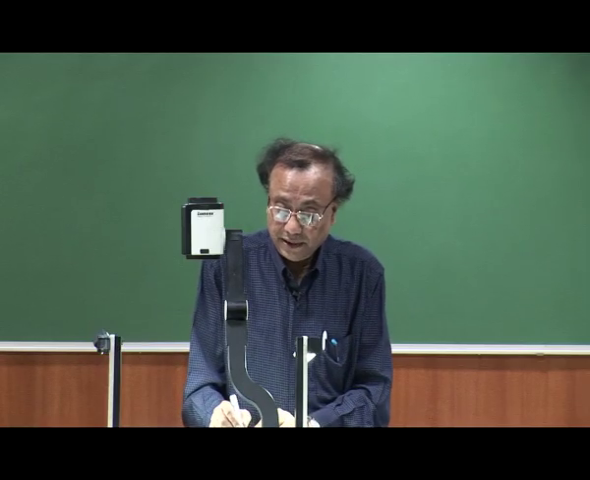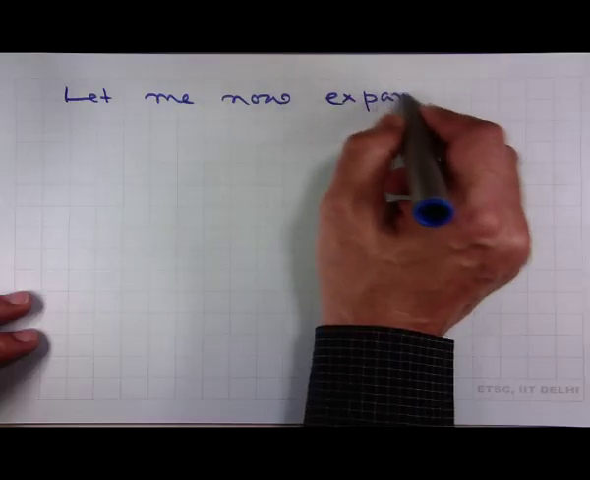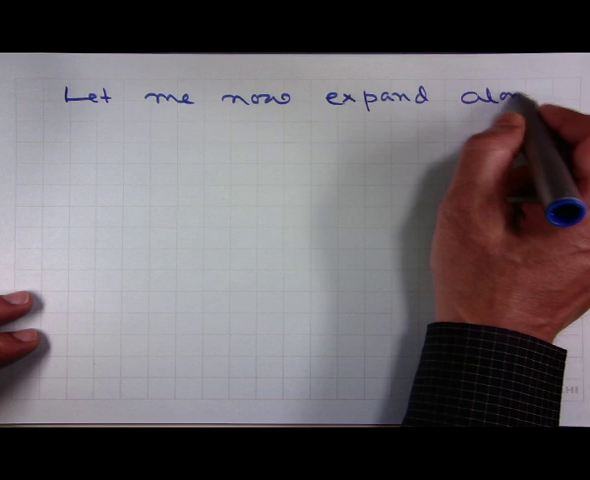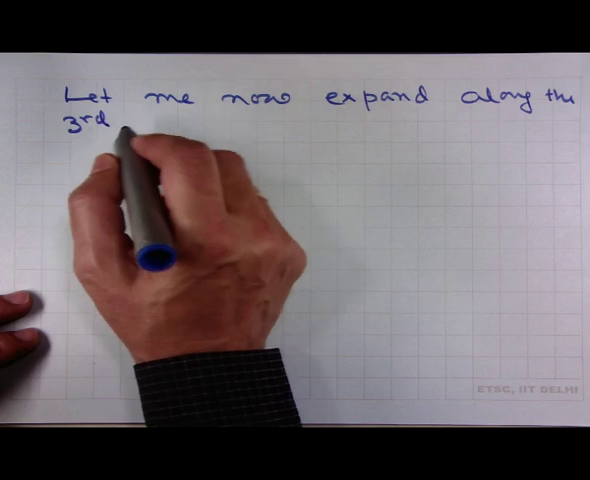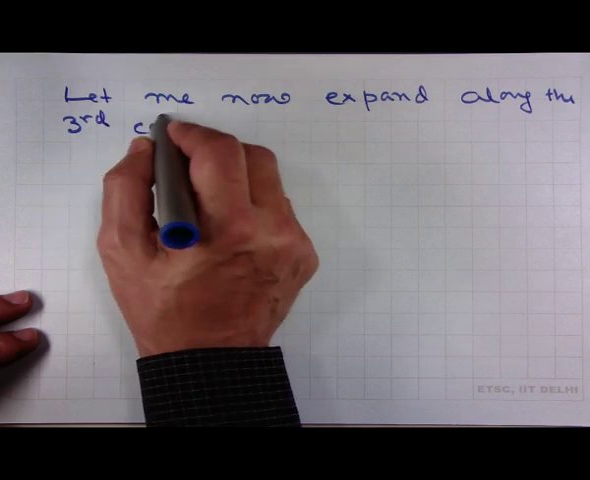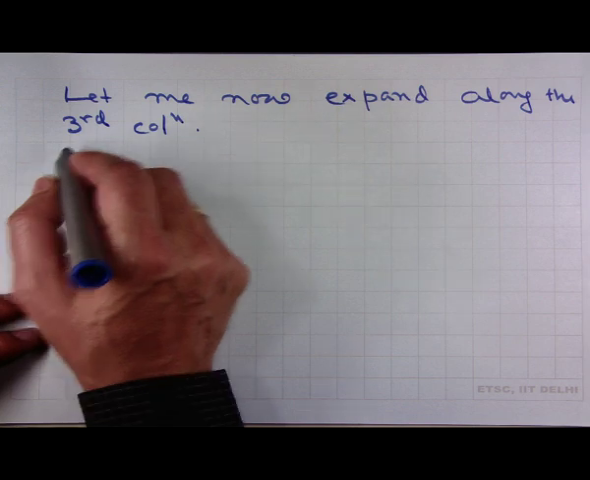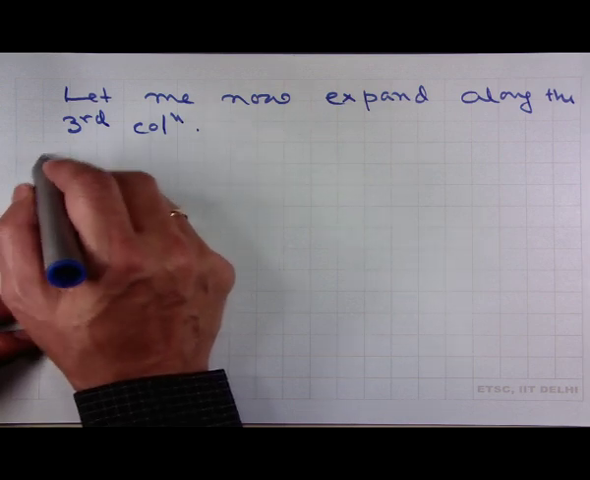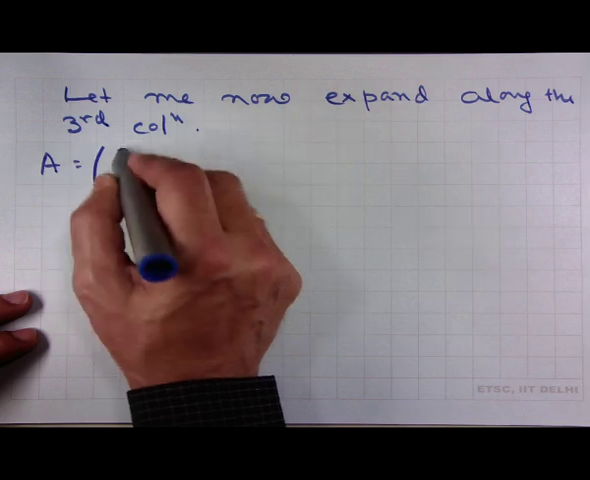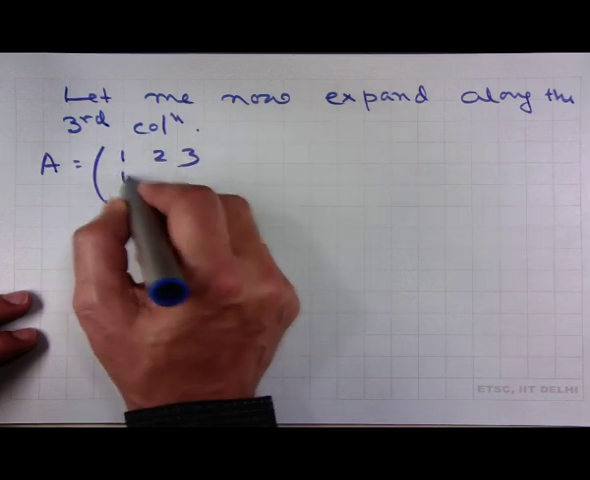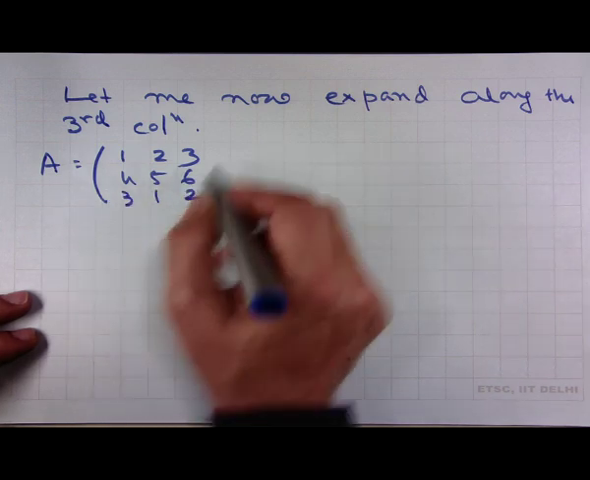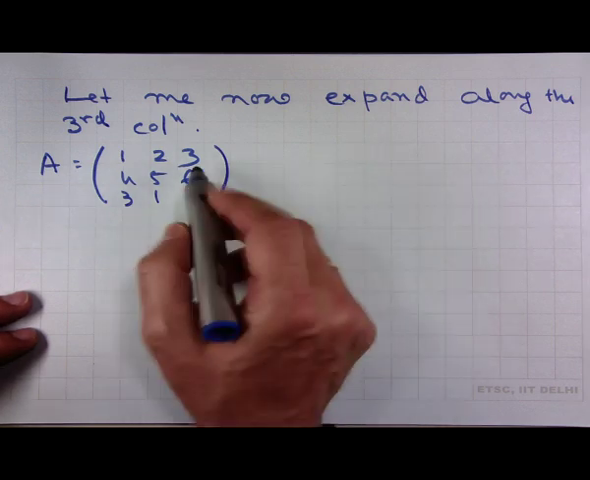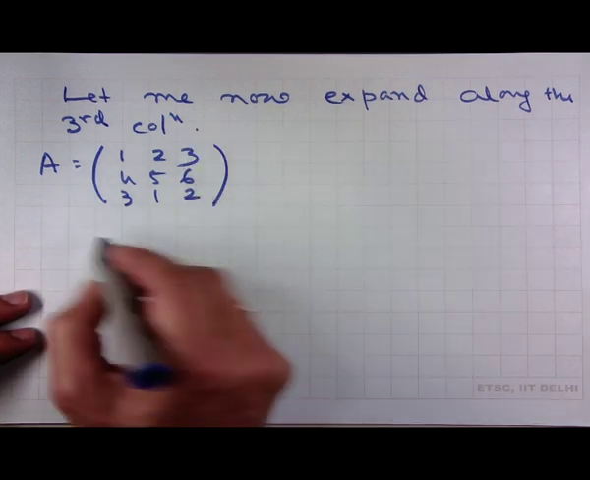Let me now expand along the third column. We have A is equal to 1, 2, 3, 4, 5, 6, 3, 1, 2, and we are expanding along the third column.